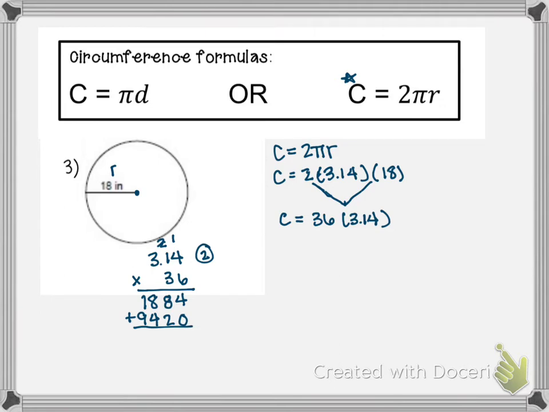Now we're adding. 4 plus 0 is 4. 8 plus 2 is 10. 8 plus 1 is 9, plus 4 is 13. And then 9 plus 1 is 10, plus 1 is 11. So we have two numbers to the right of the decimal, so we're going to move our decimal back into our problem, moving it over 2 times. And so our circumference equals 113.04 inches squared.